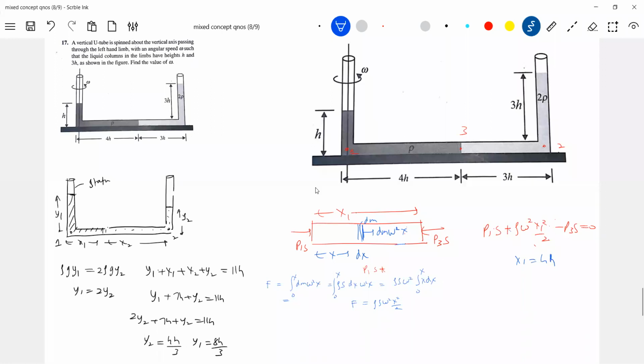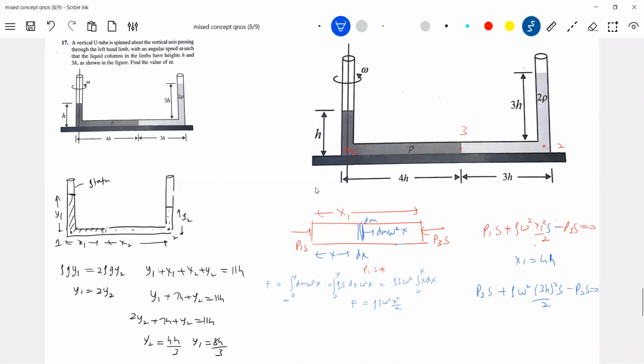Similarly, shall we write between P3 and P2? So the S will also be there. P3S plus rho omega square (3h whole square) S minus P2S equals 0. Okay, what about P2? Can you write anything about P2?